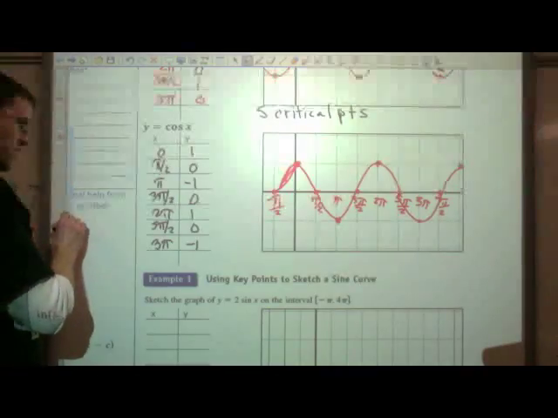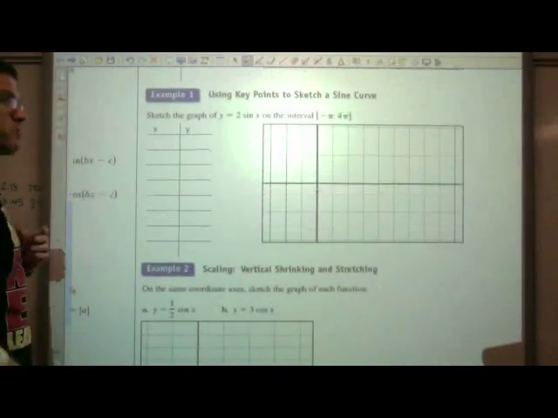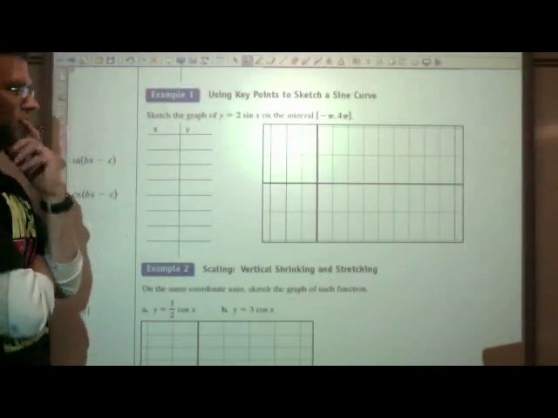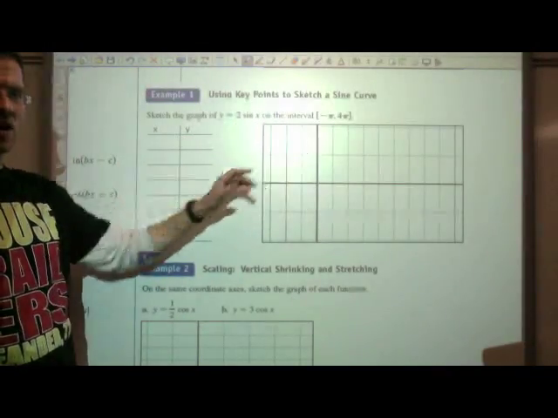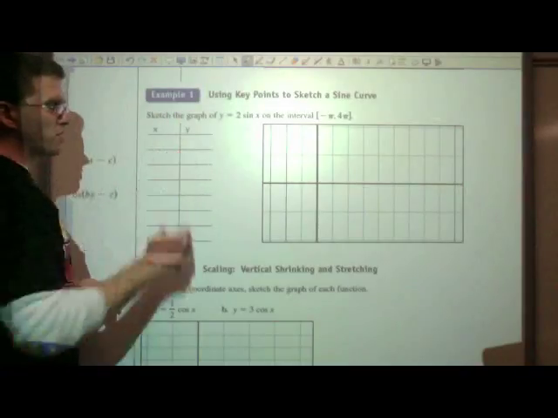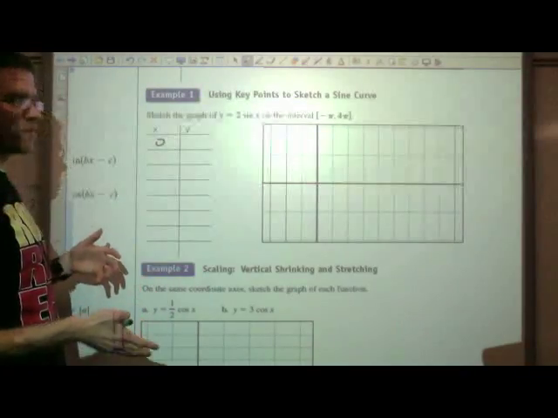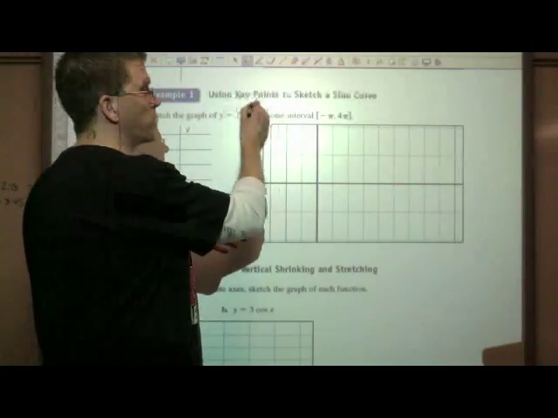All right, let's go down to example number 1. Key points to sketch a sine wave. Now I've got a table here. I want to create a table on this one, but we're not going to need to create a table every time we do these. So let's go ahead and start with our first quadrant. In fact, I'm just going to worry about the first quadrant and use the key points to sketch the rest of the curve.